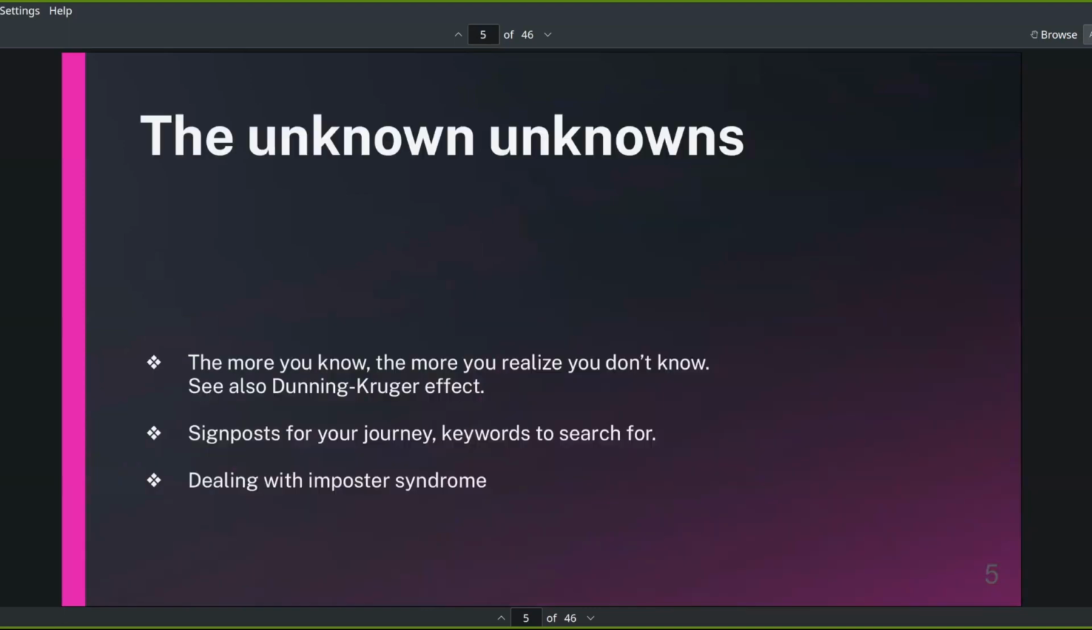It's to resolve the unknowns. So turns out the more you know, the more you realize you don't know. And the less you know, you have this paradox called the Dunning-Kruger effect. It's the less expertise you have, the more you think you know. So this talk is about giving you signposts for your journey into cryptography engineering and keywords to search for.